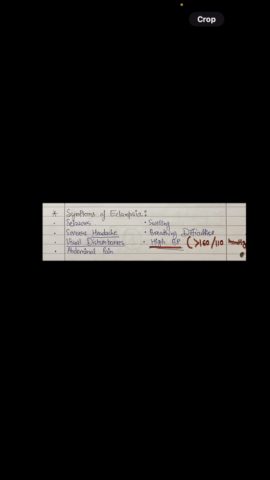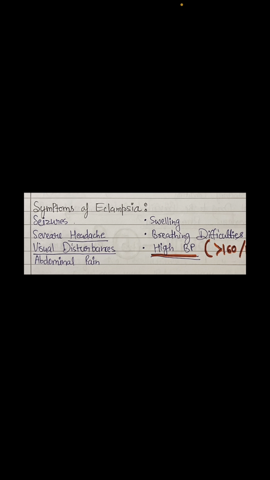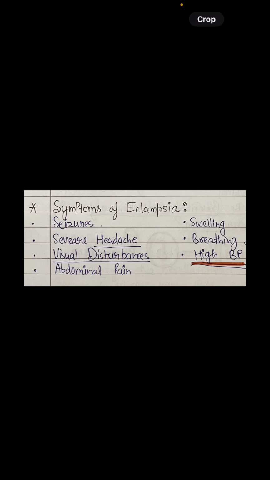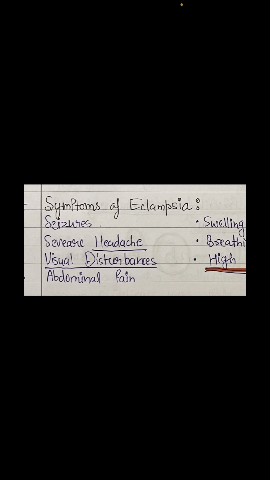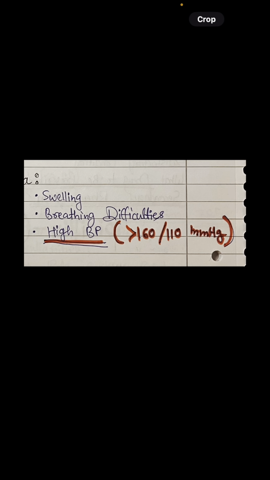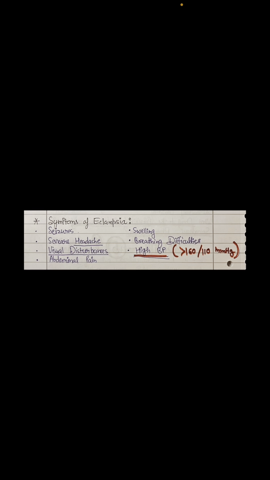Symptoms will be seizures, the most important symptom, which will be best seen in the KROK questions. Seizures, severe headache because of the severe blood pressure. So if there is a severe BP like this much, there will be severe headache. Visual disturbances, since the CNS problem is there, having seizures, abdominal pain, swelling, breathing difficulties, high BP.